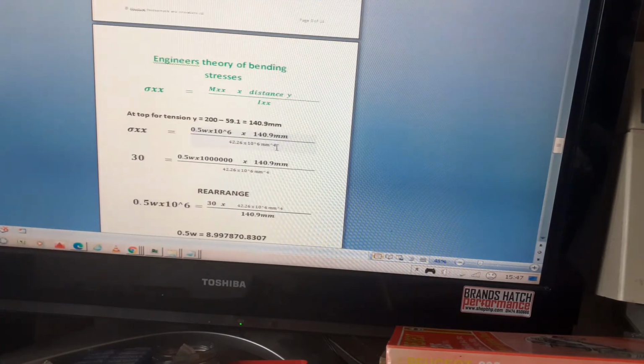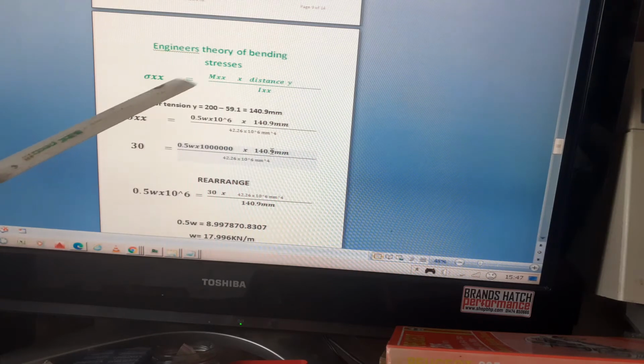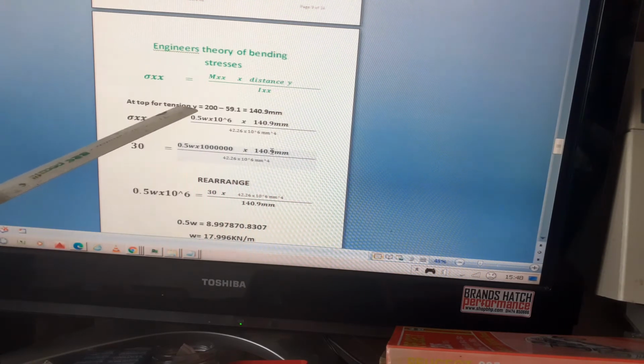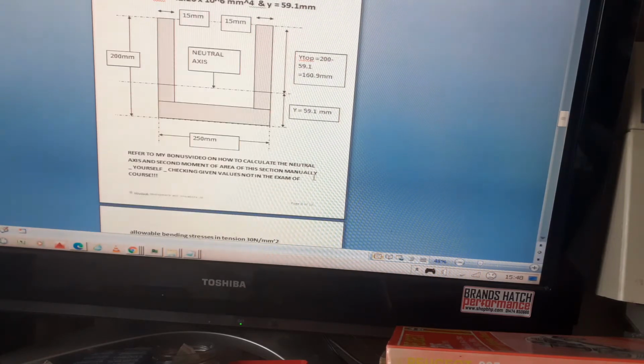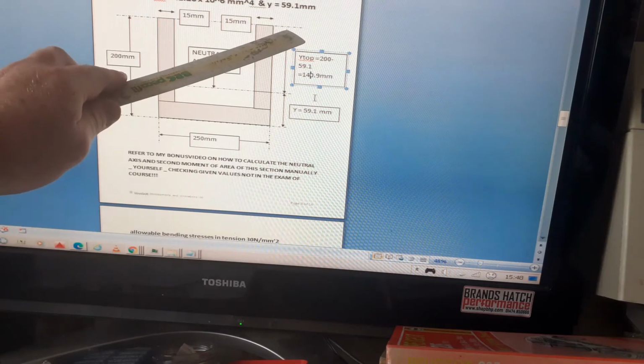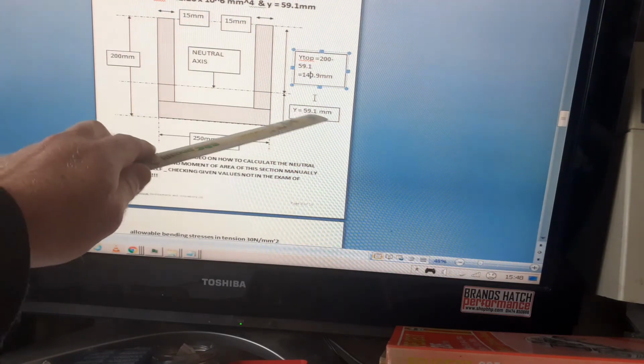So let's do the calculation. This is the engineer's theory of bending stresses: sigma xx equals Mxx times the distance y up and down the y-axis, divided by the second moment of area Ixx. So as per above, at the top for tension, the distance y is 200 minus 59.1, which is 140.9. Correction: the distance from there to there is 140.9. That distance is 200. The distance from the neutral axis to the base of the section is 59.1.